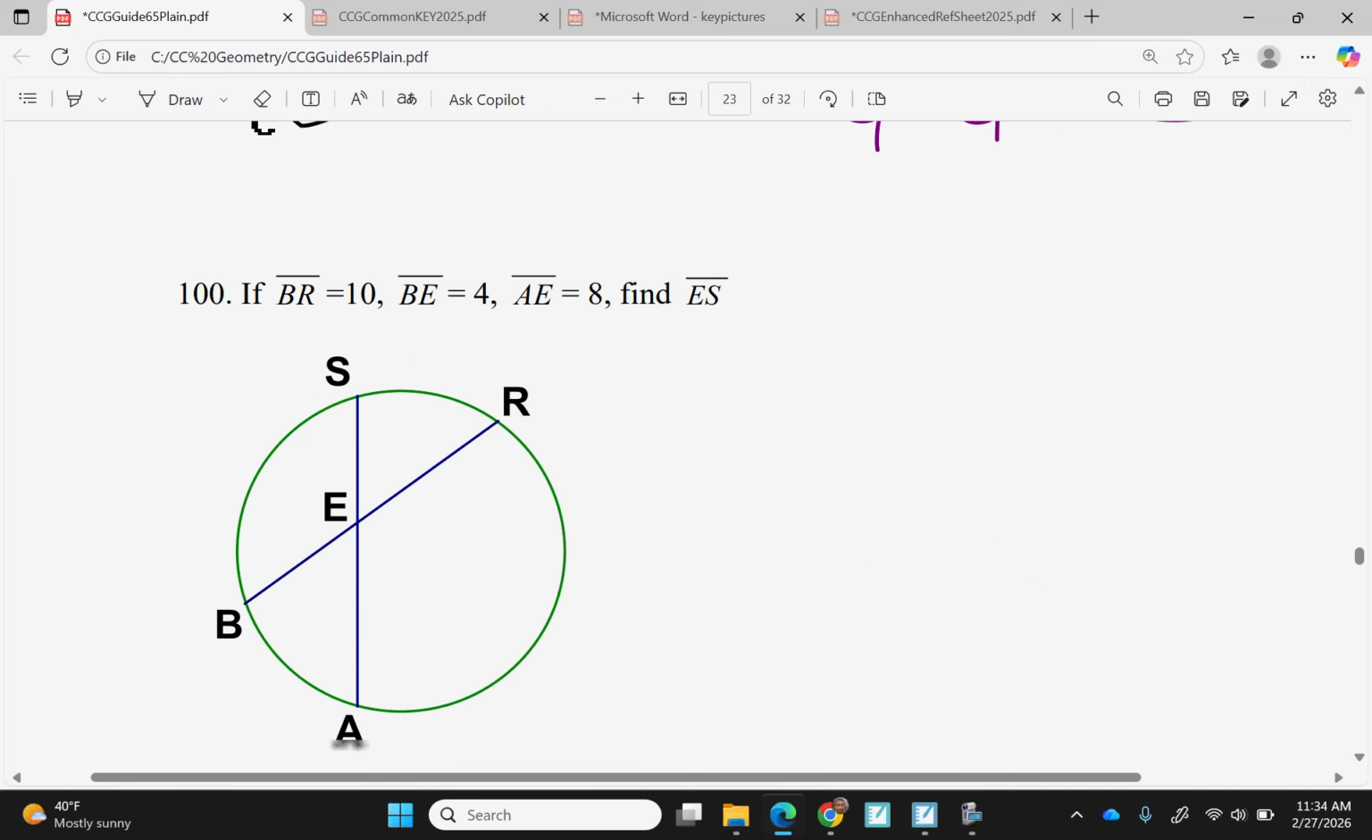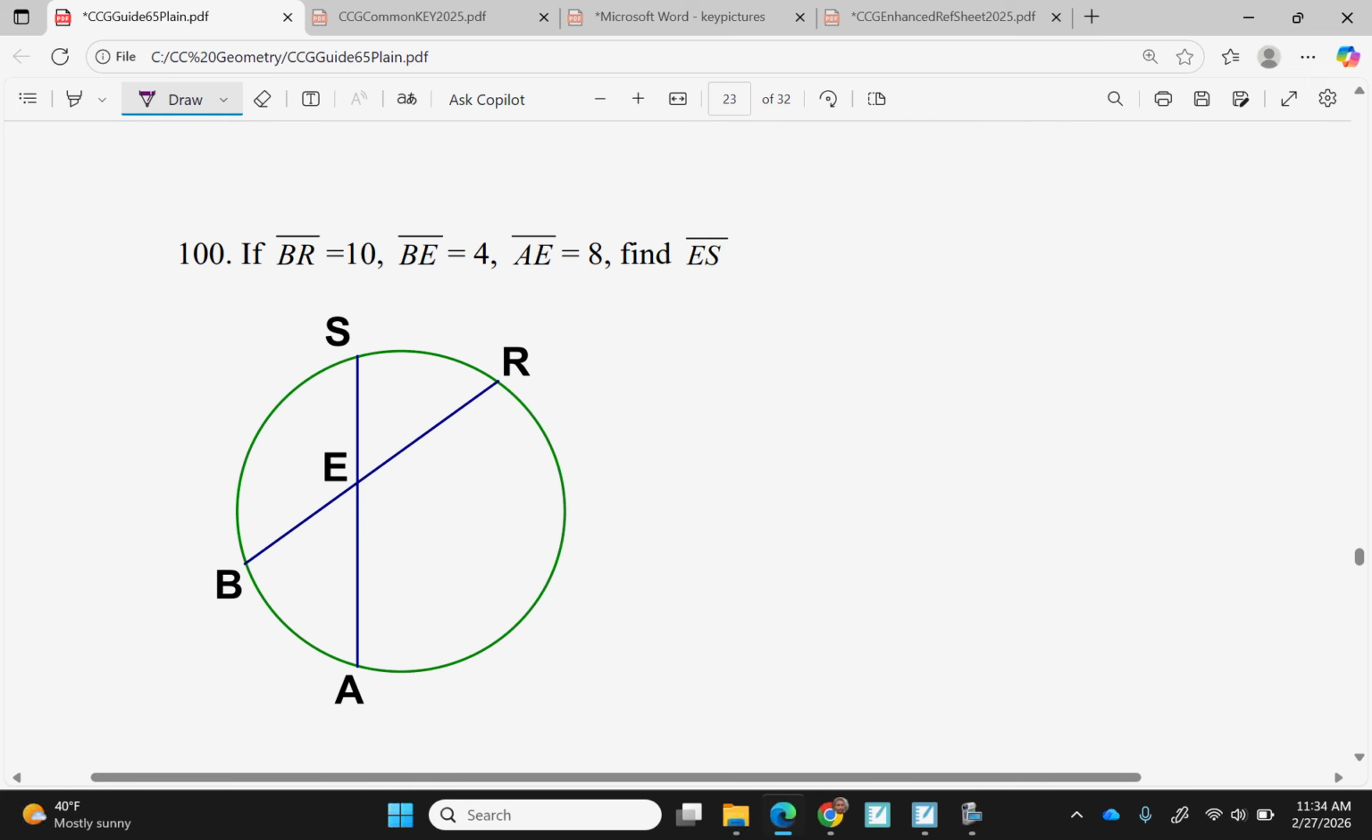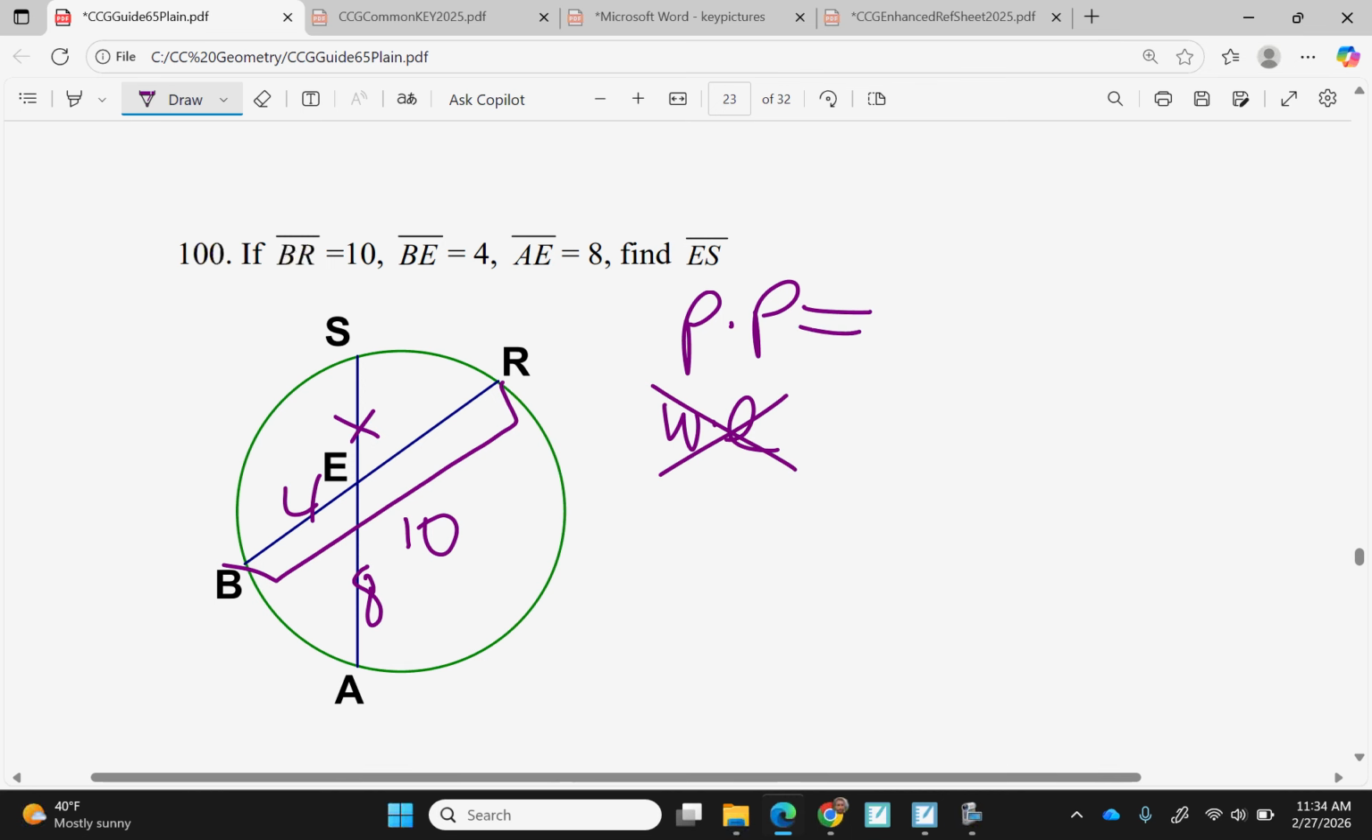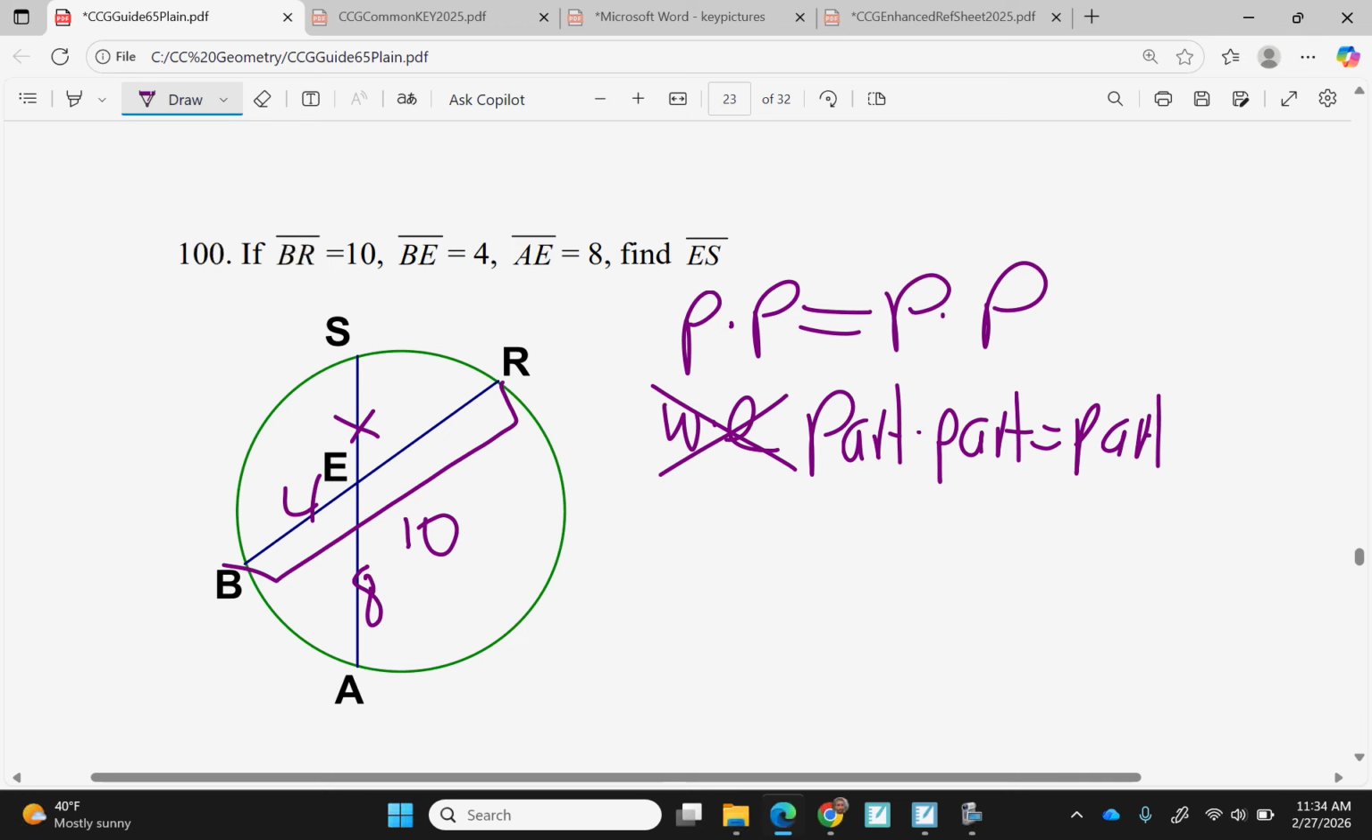All right, number 100. I got BR is 10. I've got BE is 4. I got AE is 8. I want ES. Arcs and angles are segments. These are segments. 4 segments. Use PP and WE. Is there an exterior piece? No, there's nothing exterior. So it's PP equals PP, which stands for part times part equals part times part.